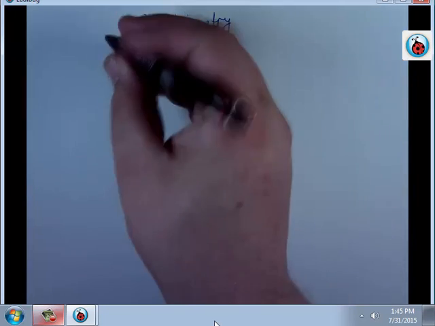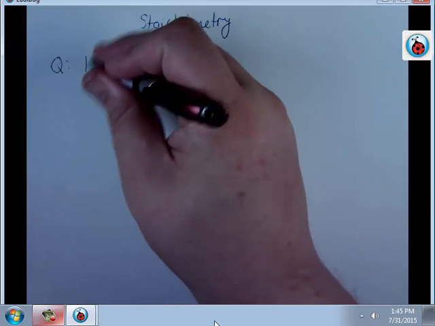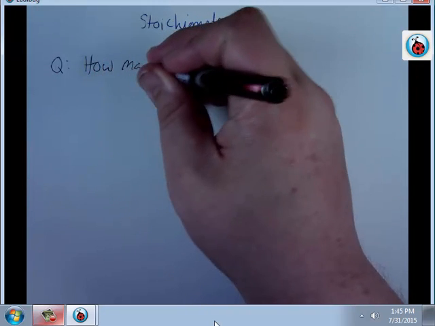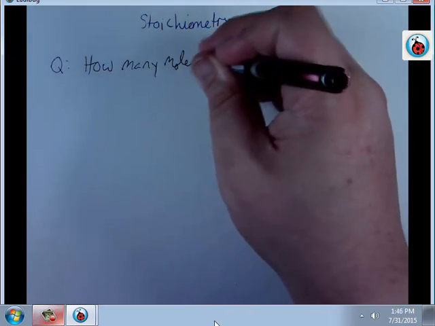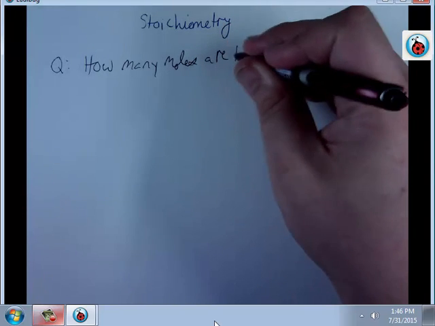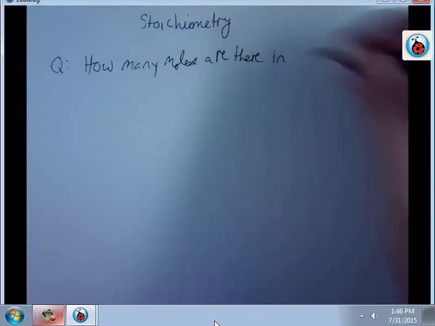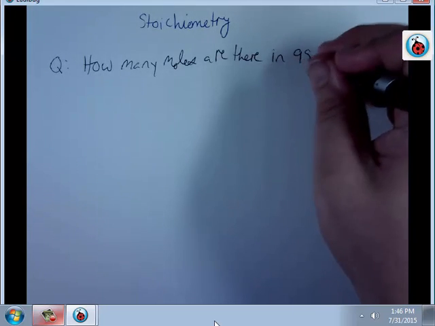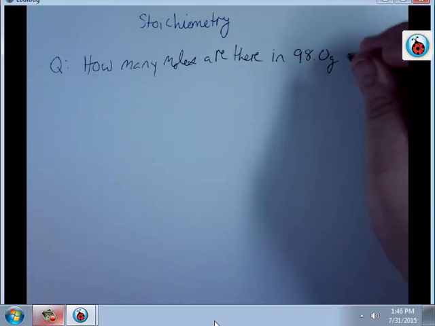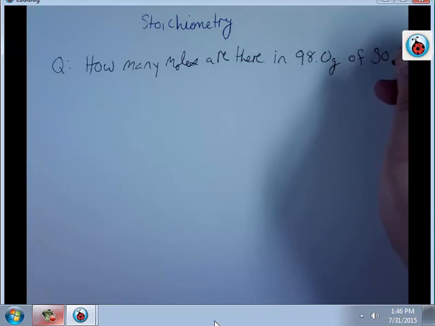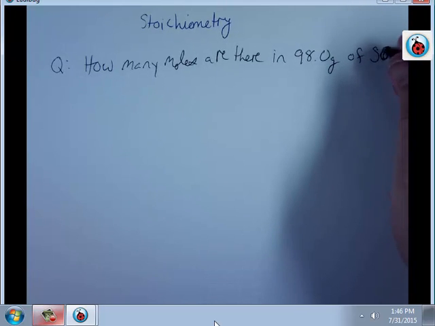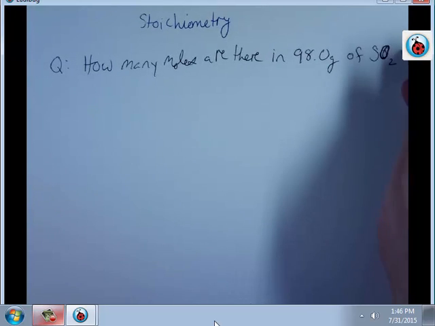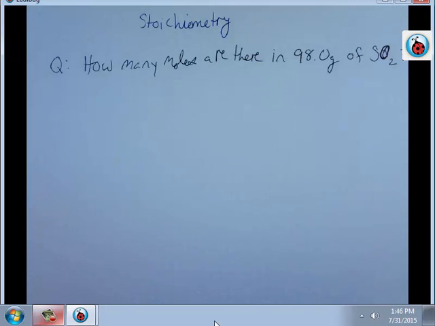Well, a question like this. How many moles are there in 98 grams, 98.0 grams of SO2? That's a capital O. So how do you do a problem like this? Well, this one's actually pretty simple.